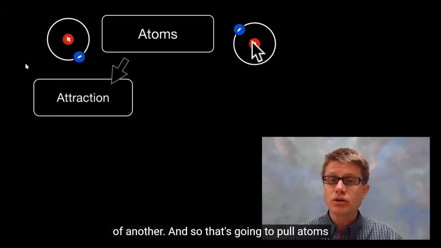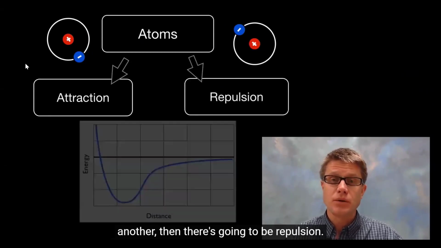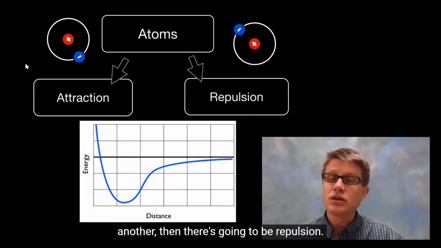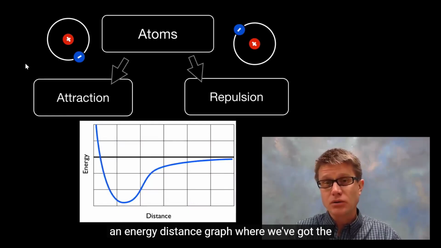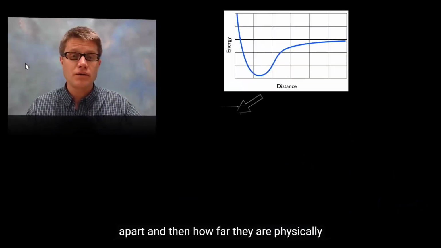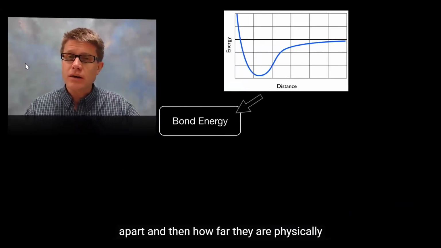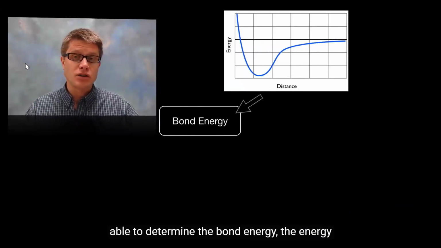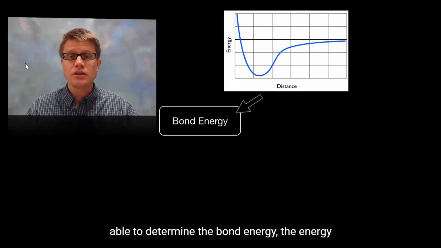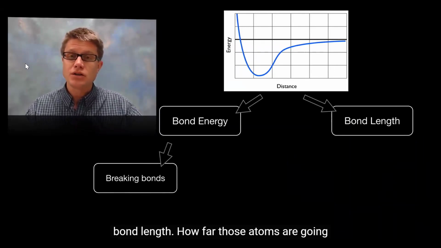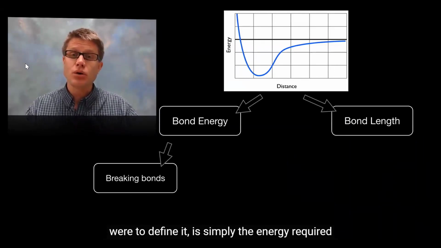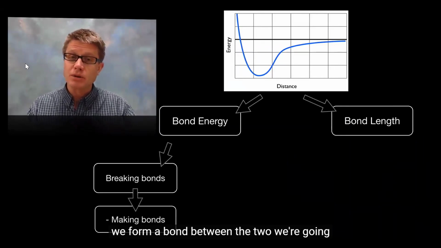But if they get too close to one another, then there's going to be repulsion. And we can measure these forces just using an energy distance graph, where we've got the energy that's pulling those or pushing those apart, and then how far they are physically separated. And using a graph like that, we're able to determine the bond energy, the energy holding them together, and also measure the bond length, how far those atoms are going to be apart. And so the bond energy, if we were to define it, is simply the energy required to break those atoms apart.